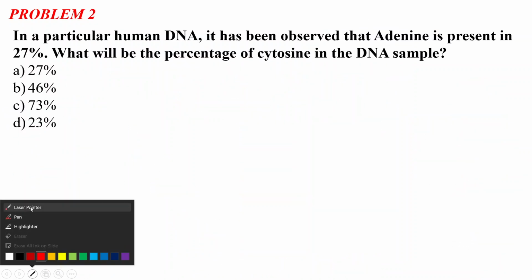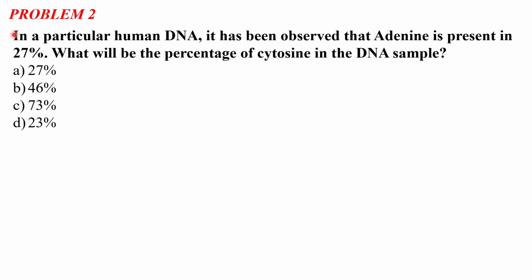So problem number 2 is a very simple mathematical question. It says that in a particular human DNA, it has been observed that adenine is present 27%. What will be the percentage of cytosine in that particular DNA sample? Your options are number A 27%, number B 46%, number C 73%, and number D 23%.